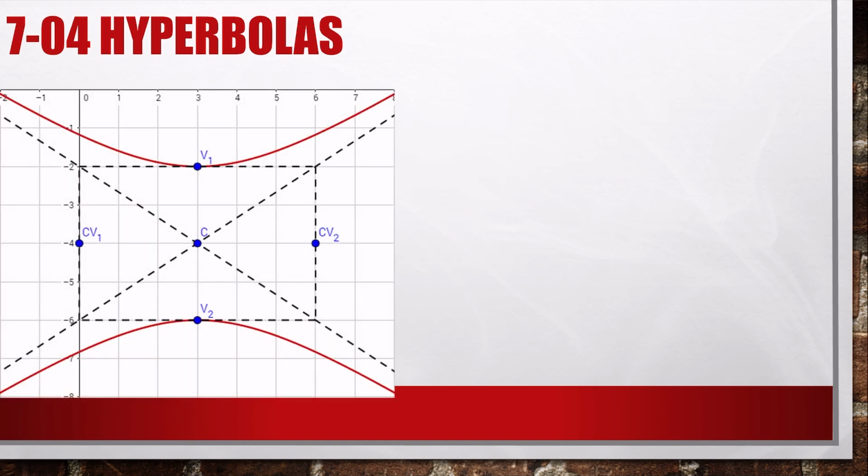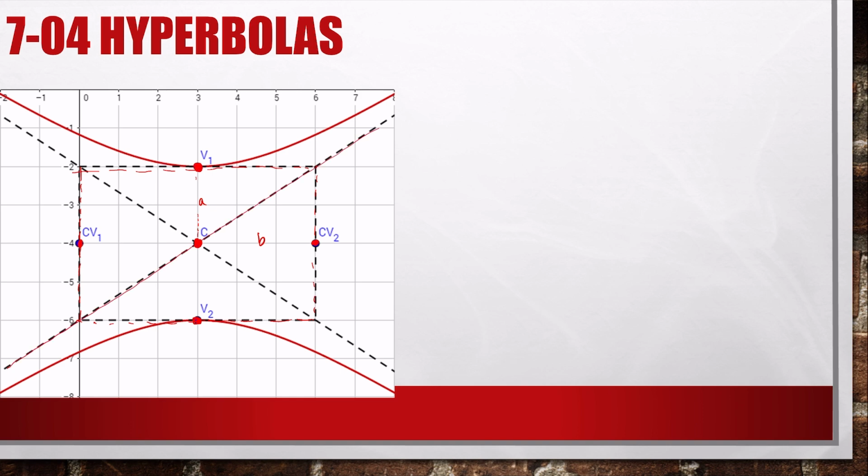So start by plotting the center at 3, negative 4. It's vertical, so I'm going to go up the distance a, which was 2, to get the vertex, and then sideways the distance b. So that was a, this distance is b to get the covertex. After you have the vertices and the covertices, draw a rectangular box with the vertices and covertices as the center of each side.